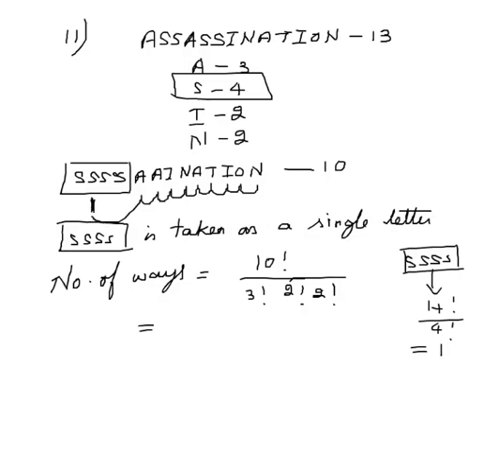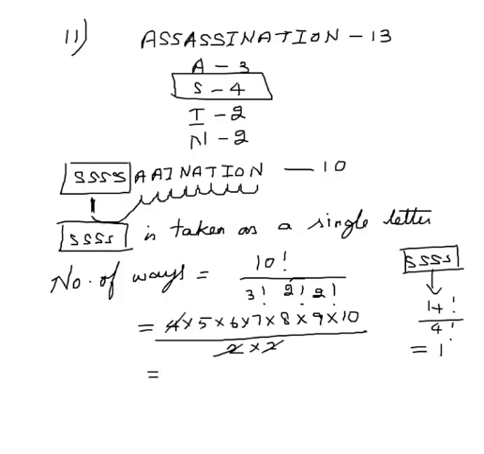So into 1. Therefore the answer is 10 factorial divided by 3 factorial into 2 factorial into 2 factorial. Cancel 3 factorial. 5, 6 are 30. 72 times 7. 504 into 10. Therefore the answer is 2 1 5 1 1 5 1 2 0 0.